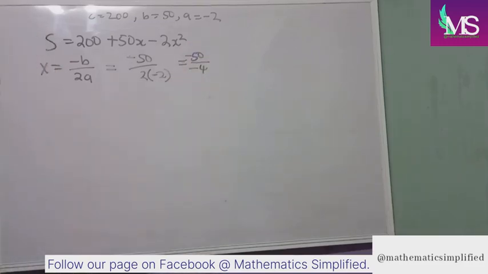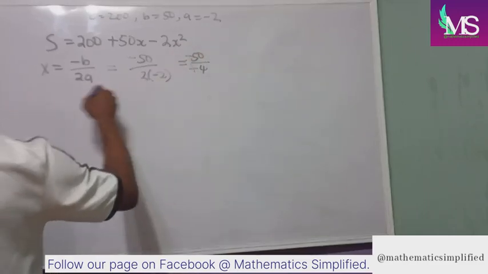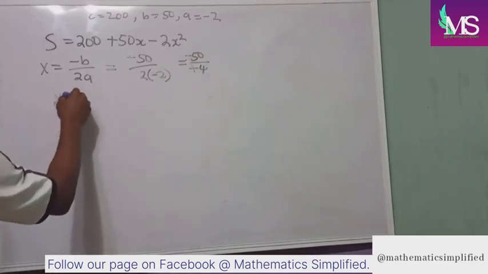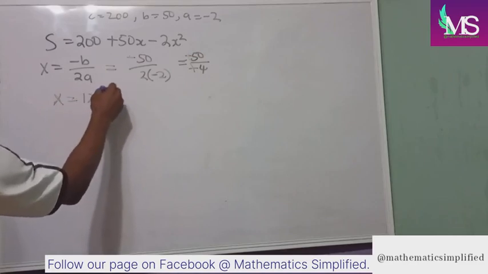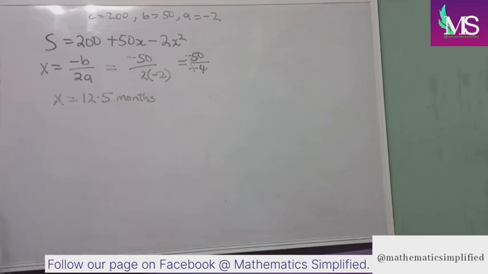So this will become minus 50 over minus 4. Okay, so now breaking out the minus will give us x equals 12.5. So it's going to take 12.5 months for the savings on electricity to stop increasing.